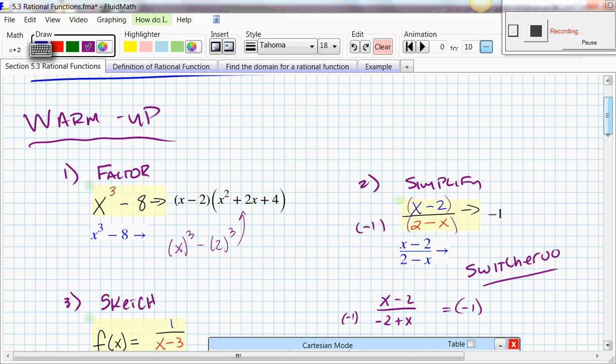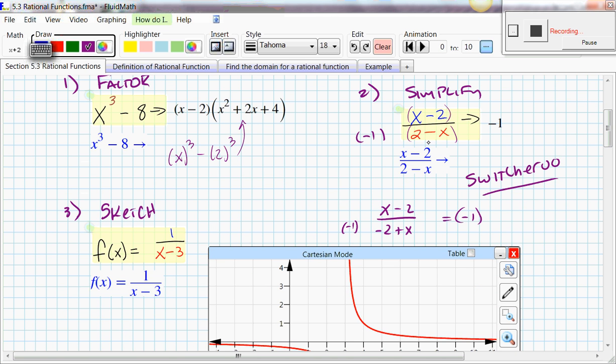We did a simplifying problem where we had x minus 2 over 2 minus x, multiplying top and bottom by a negative 1. This is the same thing as the idea of the switcheroo I introduced back in chapter 1, and that gives you a value of negative 1 when you do it. So negative 1 times the bottom gives me negative 2 plus x, and then multiplying by negative 1 gives us the negative 1.